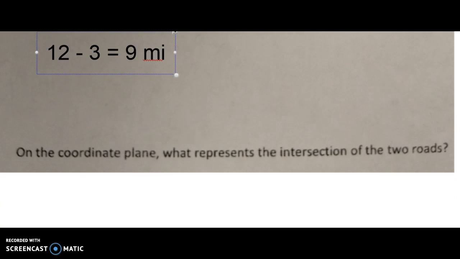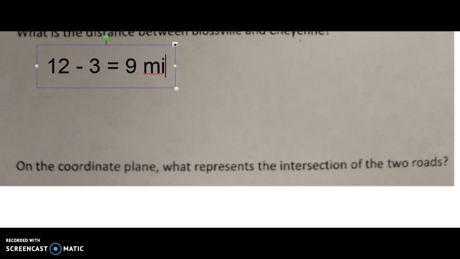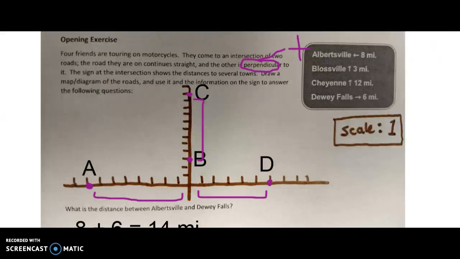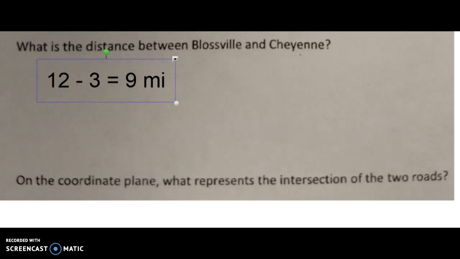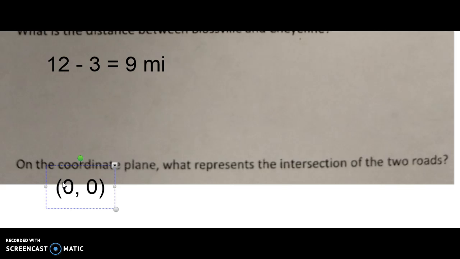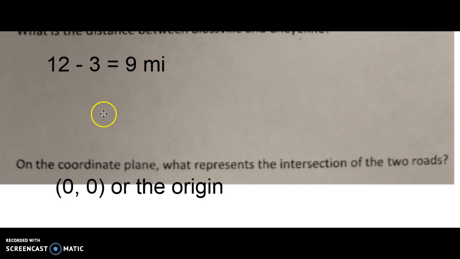Last step. On the coordinate plane, what represents the intersection of the two roads? Just to double check, I'm going to look back here. I know that my intersection is at 0, 0, which has a special name. So I'm going to put both here. I'm going to say 0, 0, or the origin, because that is the name of the intersection of the x-axis and the y-axis.